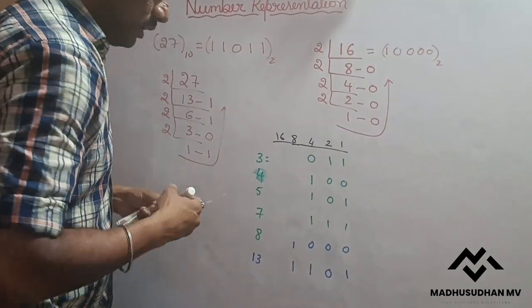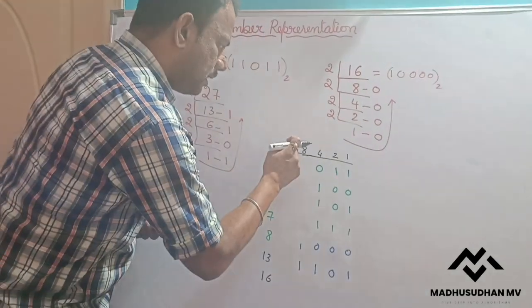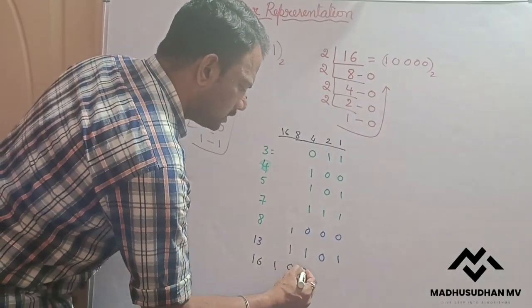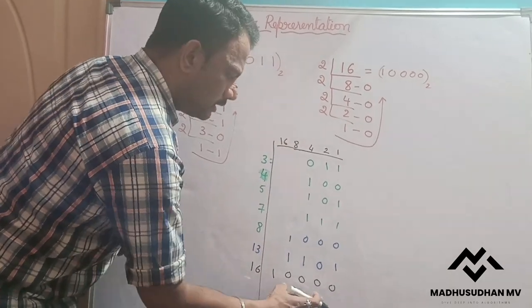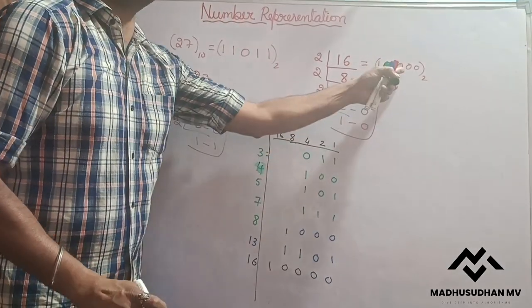So now, if I want 16, what do I have to do? Simply make only 16 as 1. Okay, remaining 0, the remaining I don't want. So this is 16 in decimal, and this is 16 in binary. Same thing I got.